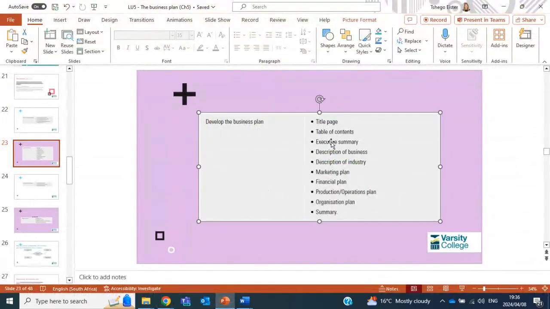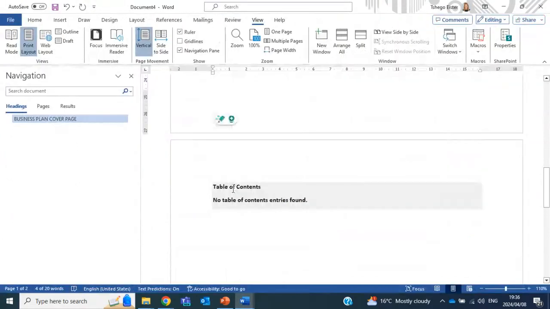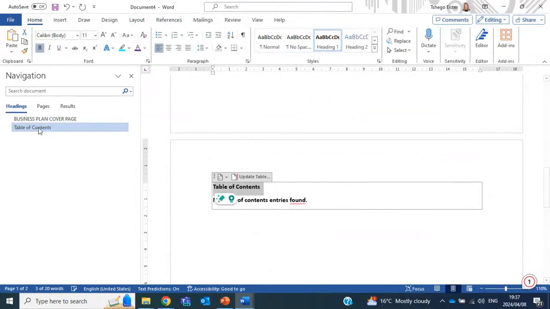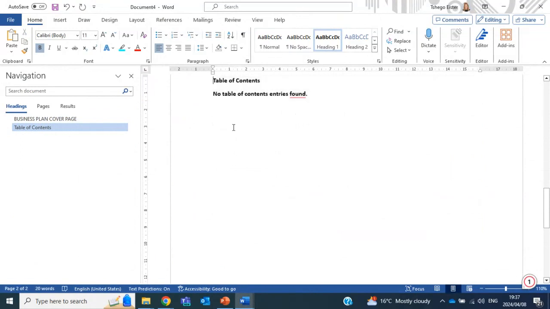All right, so then that's the table of contents, and the next page would be, and maybe with the table of contents, what I like to do is make it heading 1 so that it can also show here, so that when you're navigating, you're able to go to your table of contents.